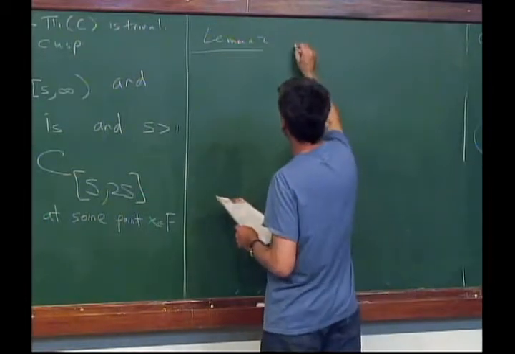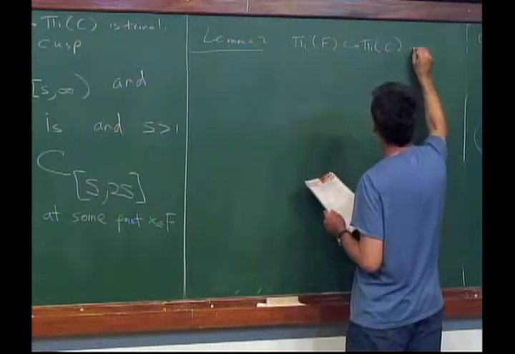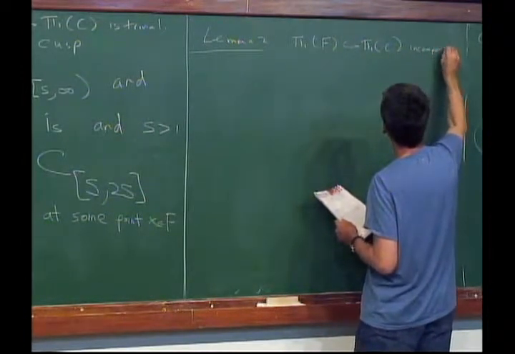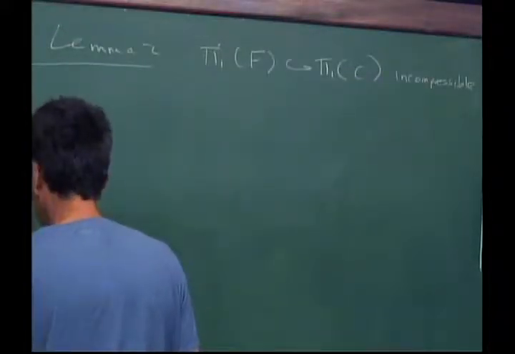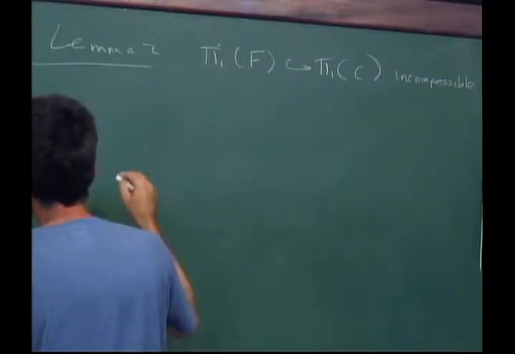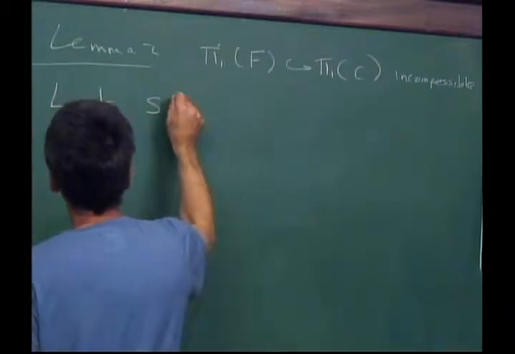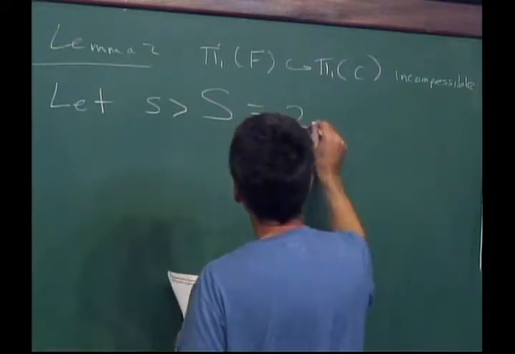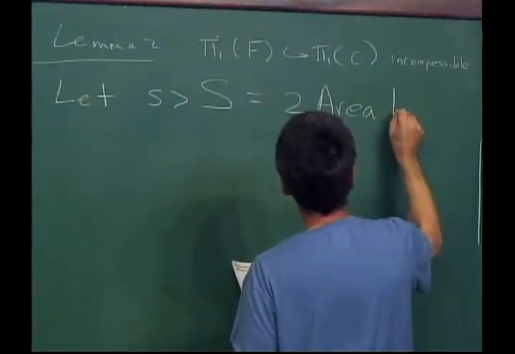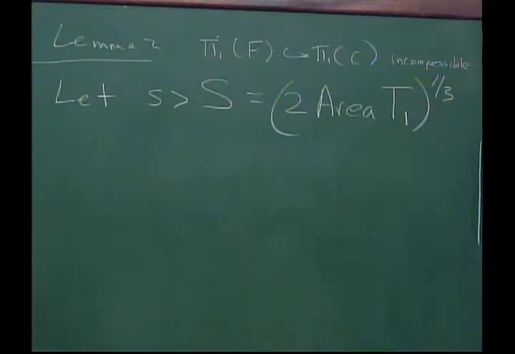So now I'm going to assume that pi 1 of F is incompressible in the cusp. And we'll take s to be bigger than a constant capital S, which is twice the area of T sub 1 to the 1/3. So this turns out to be how high up in the cusp you have to push things to make them work.